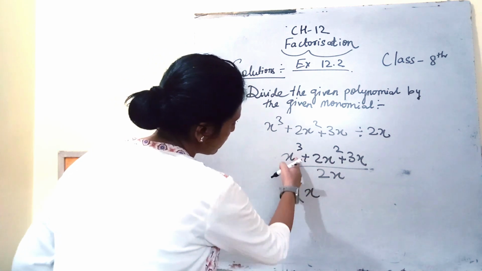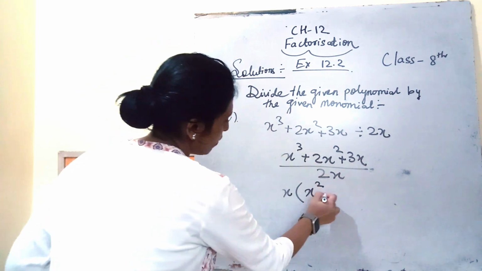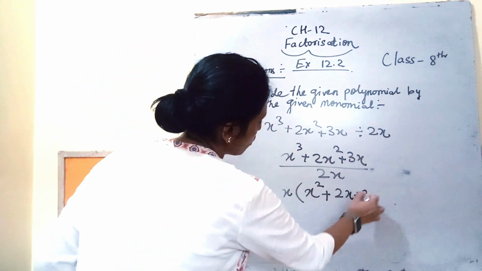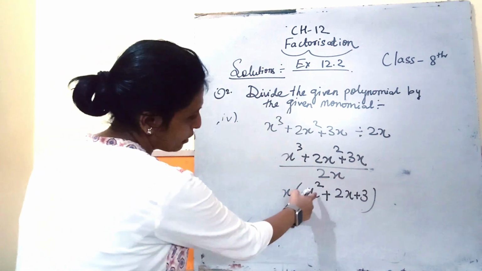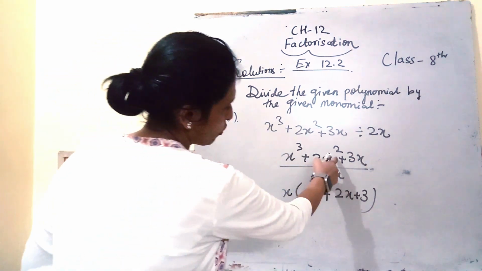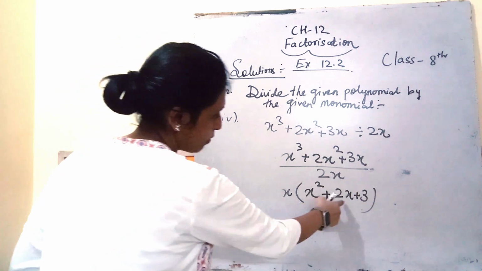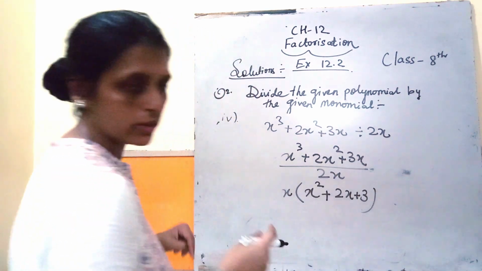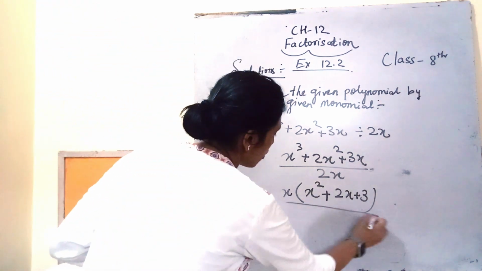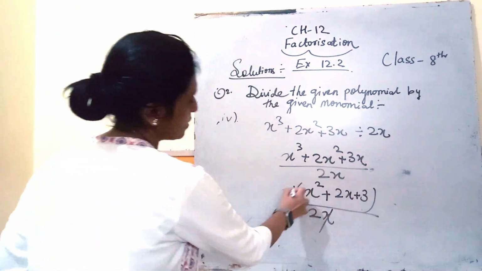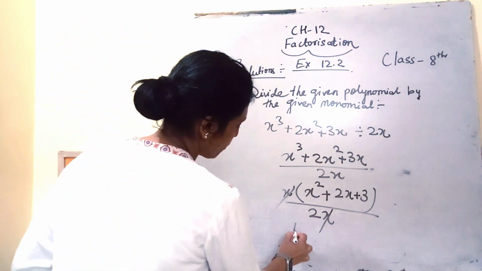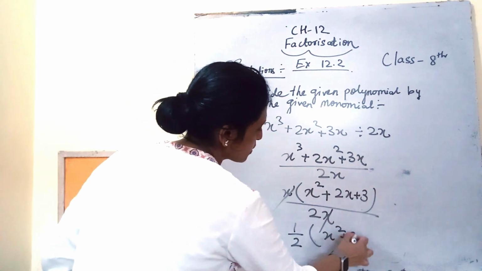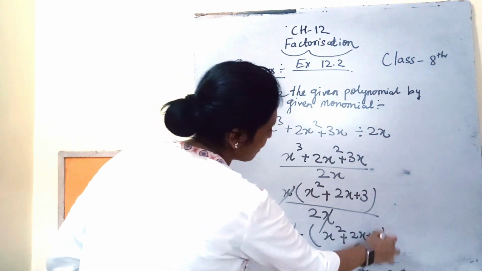So what are we left with here? We are left with x square plus 2x plus 3. Why? Because out of this 3x we have taken 1x as common, and out of this 2x we have taken 1x as common. So we are left with 2x, and this x is taken as common. So we are left with this constant 3 upon 2x. So this x and this x will get cancelled, and we will get the solution as 1 by 2 x square plus 2x plus 3.